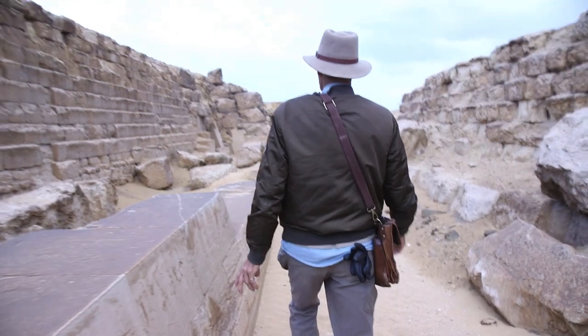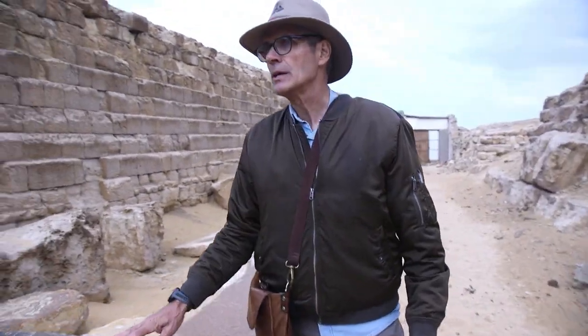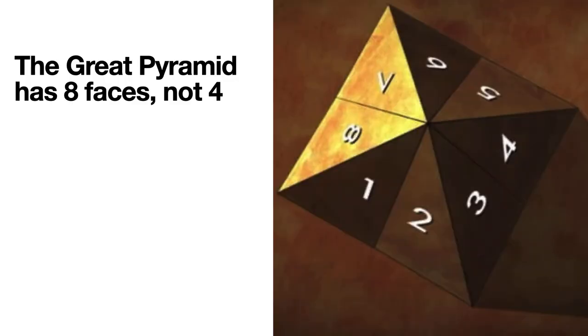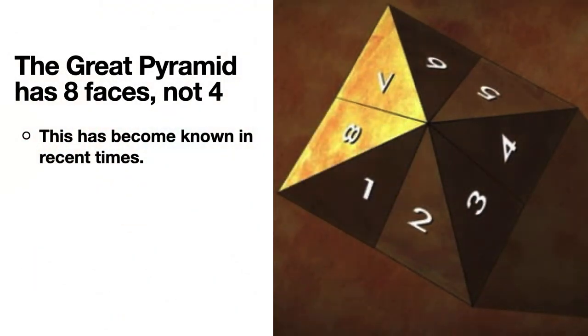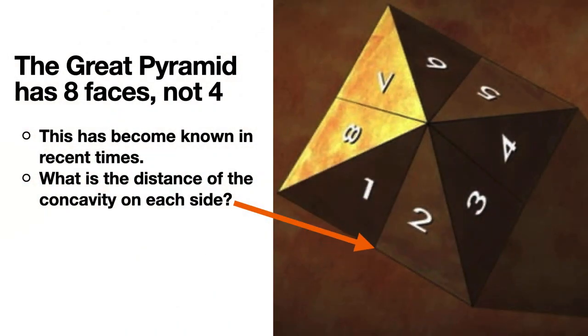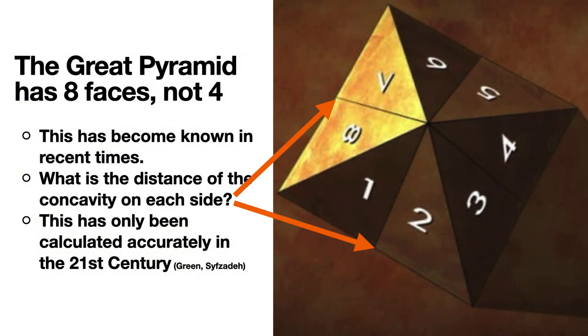So this is probably, and I'm just going to assume here, that the things revealed about the Great Pyramid are built in the delta, the change from the original plan of his tomb to what he expanded it to. The Great Pyramid has 8 faces, not 4. This has become known in recent times. What's the distance of the concavity on each side? This has only been calculated accurately very recently, in the 21st century. Alan Green and Manu Sefzadeh have been some of those who have tried to calculate this very accurately. And it is very close to 1.76 royal cubits, that indent on all 4 sides.